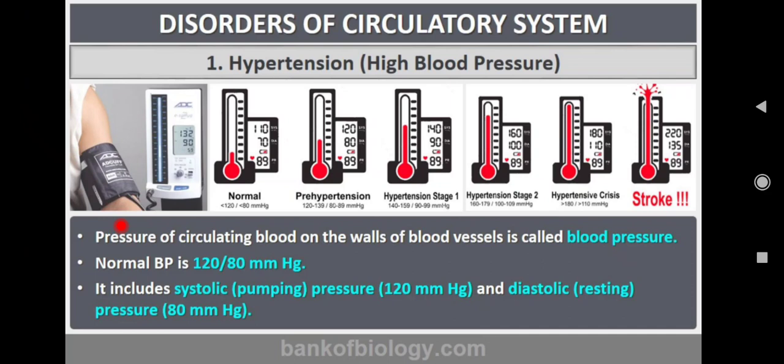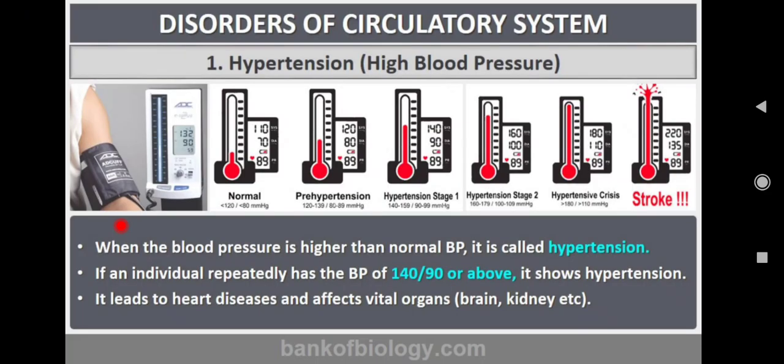When the blood pressure is higher than the normal BP, it is called hypertension. If an individual repeatedly has a BP of 140/90 or above, it shows hypertension. It leads to heart disease and affects vital organs such as the brain, kidney, etc. Due to the pressure, it affects the kidney also.